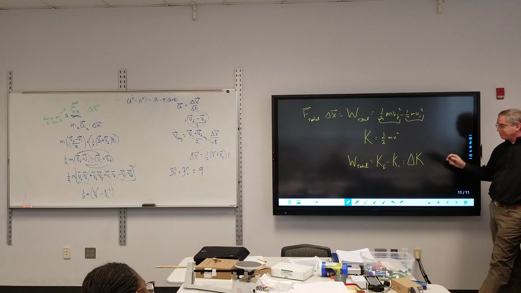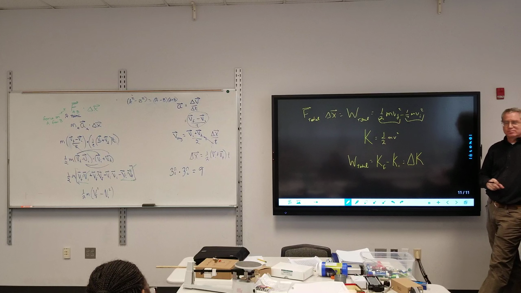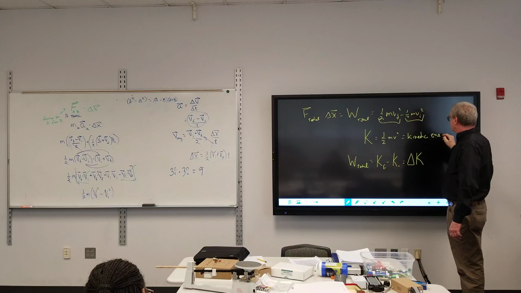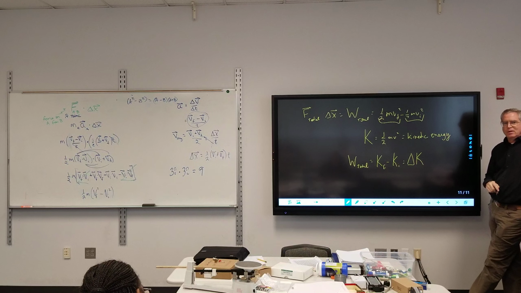First off, K is for kinetic. This is kinetic energy. Capital K is for kinetic energy. This formula, K equals 1/2 mv squared, I expect you to know.